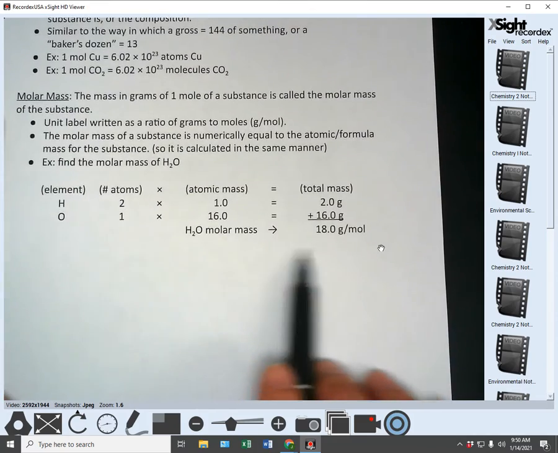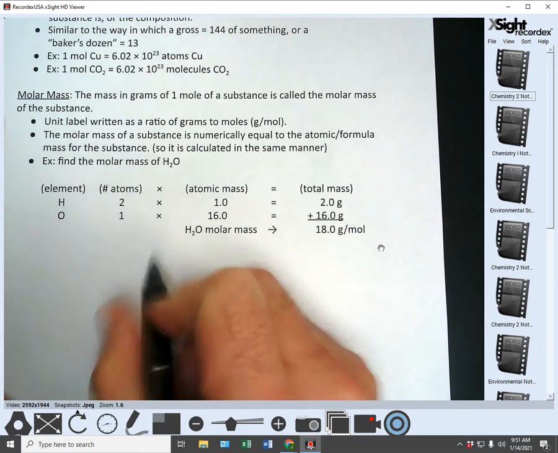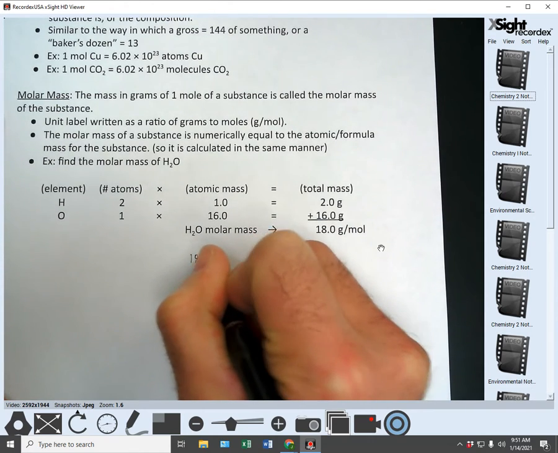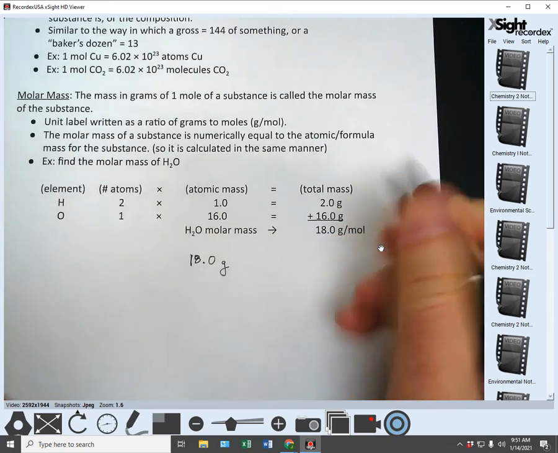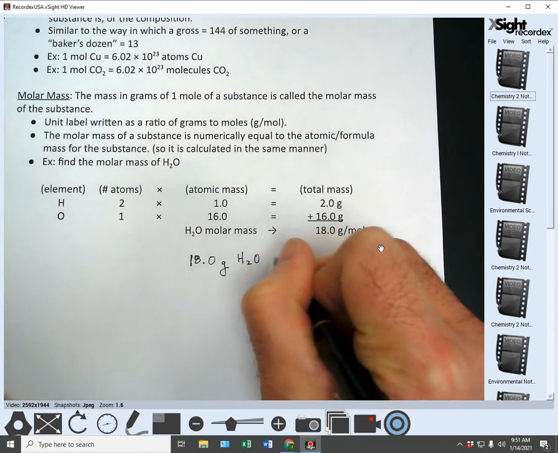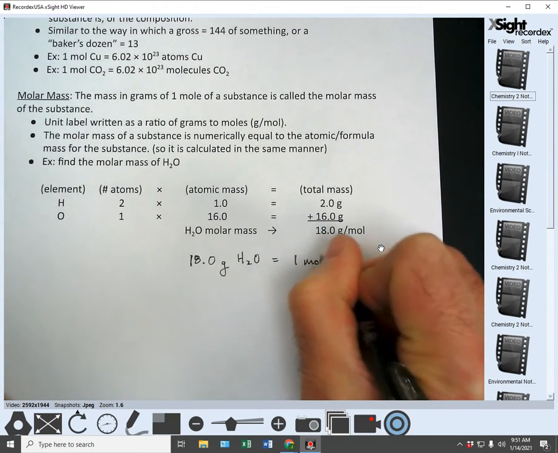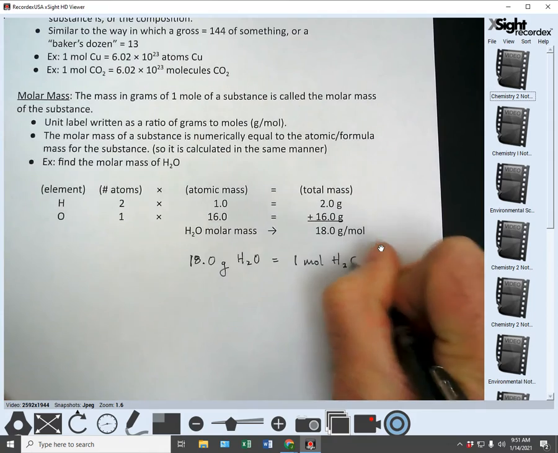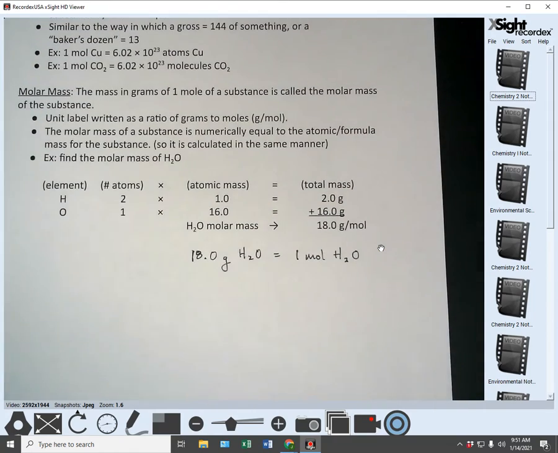So what they're saying for water is that 18 grams of water is equal to 1 mole of water. In 1 mole, there are 18 grams of water. That's what this is saying.